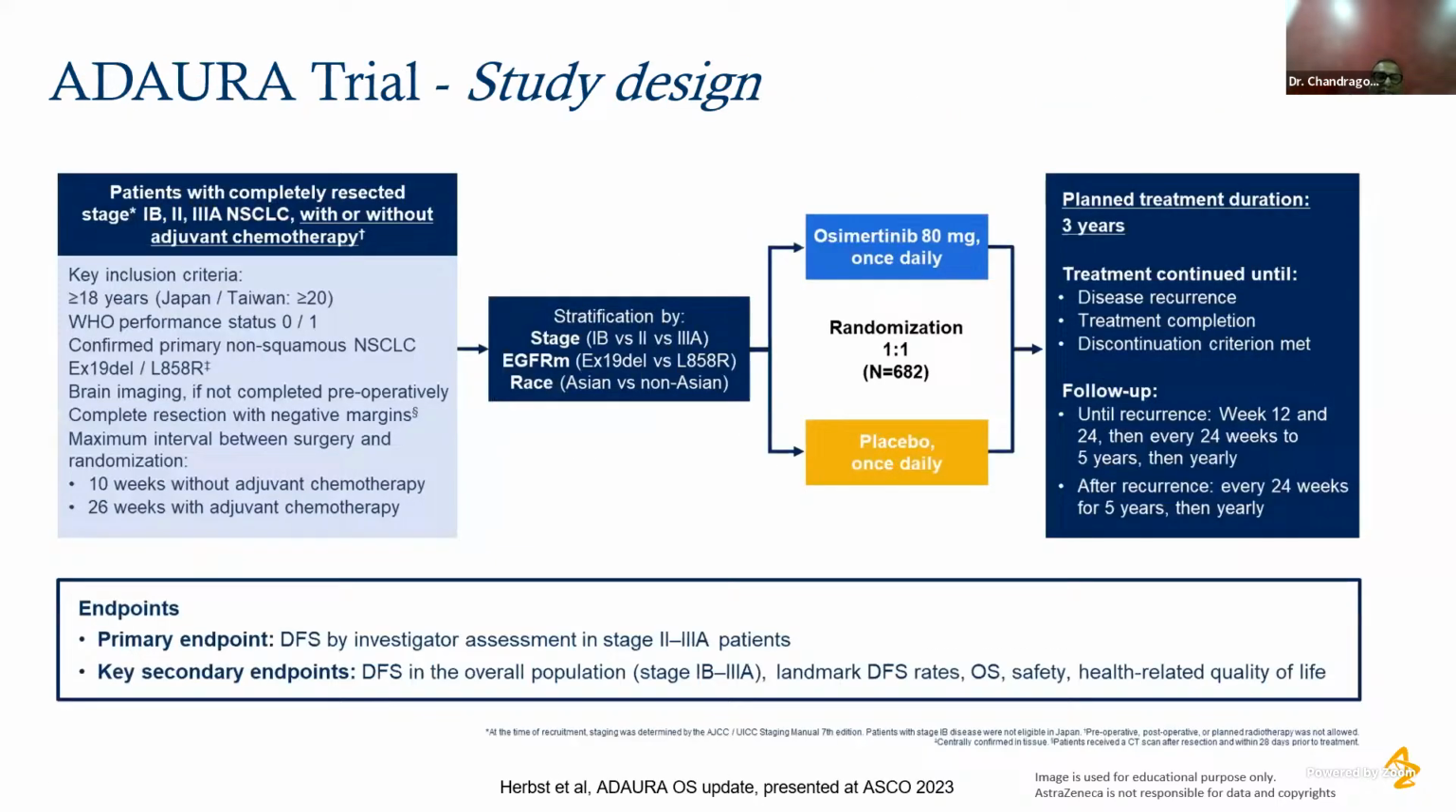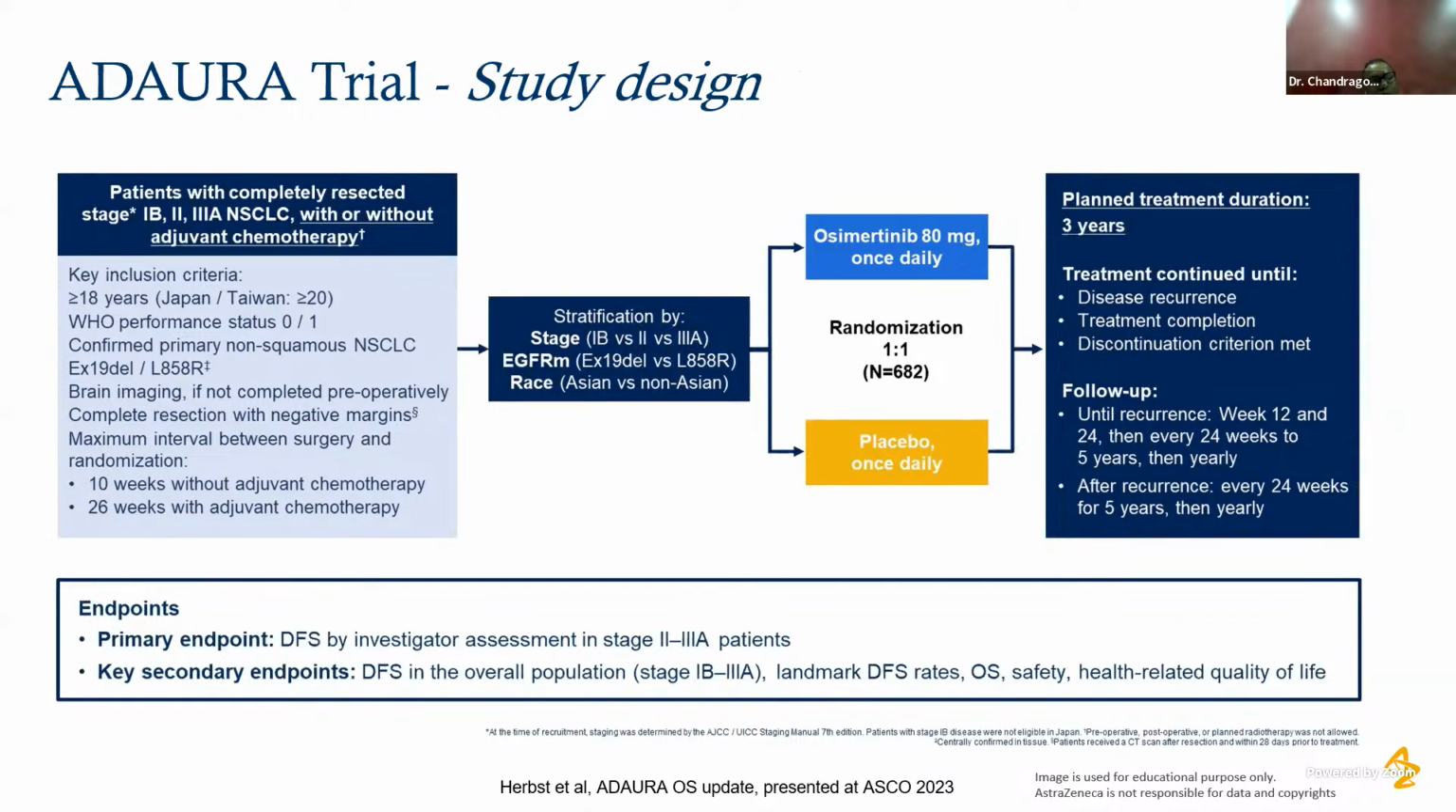So to address this, the ADAURA trial was designed, in patients who had been completely resected stage 1B, 2, 3A NSCLC, with or without adjuvant chemotherapy. These are the key inclusion criteria. Only patients who had non-squamous NSCLC with exon 19 deletion or L858R were considered.